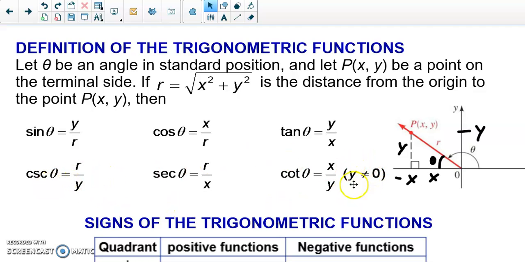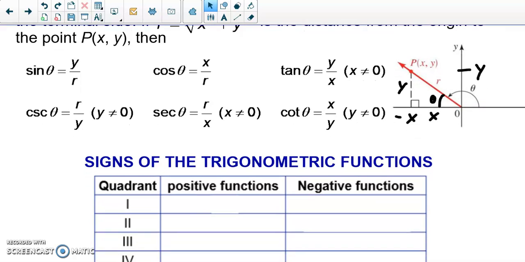If you look here, y cannot be 0 because we cannot be dividing by 0, as well as over here, x cannot be 0. These two sides can never be 0.